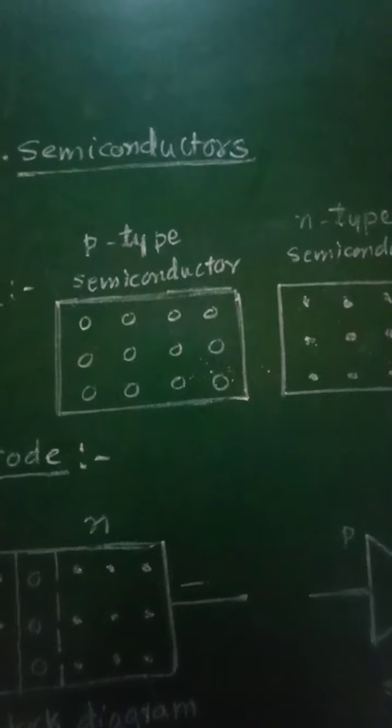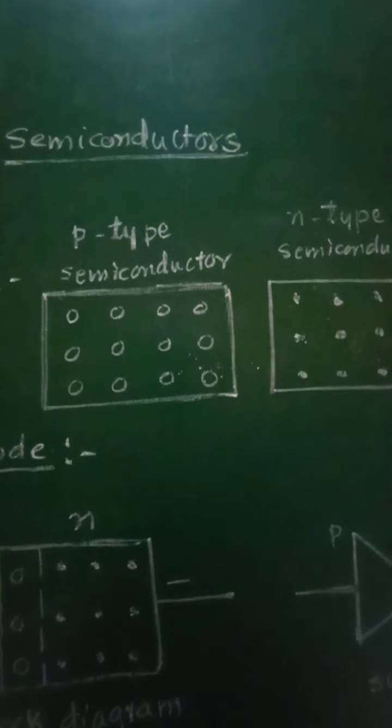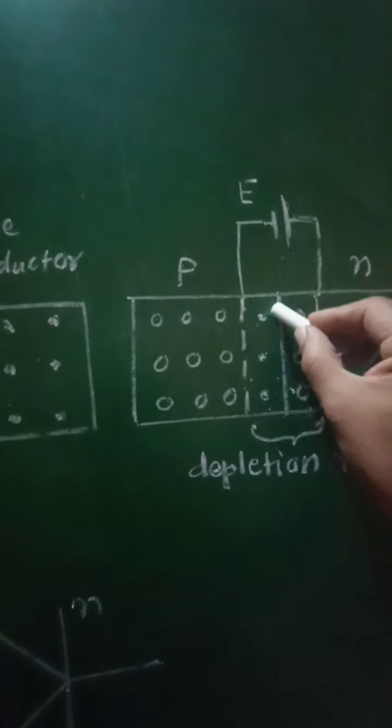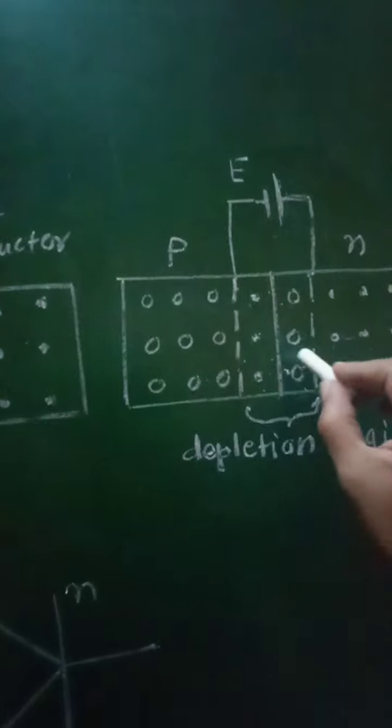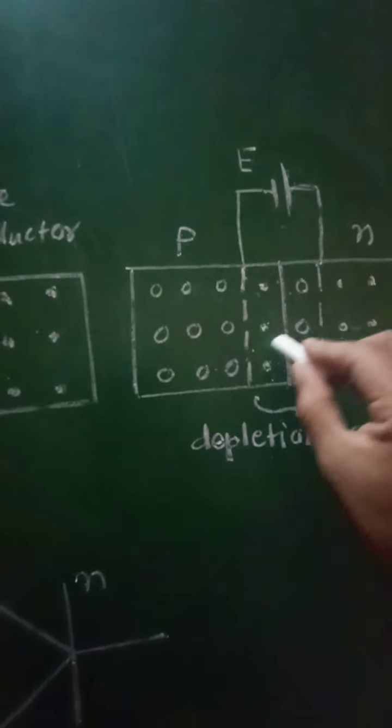This barrier potential prevents the continuous diffusion of carriers across the junction. So this barrier potential will further restrict the diffusion of charge carriers from the p region to the n region and from the n region to the p region.